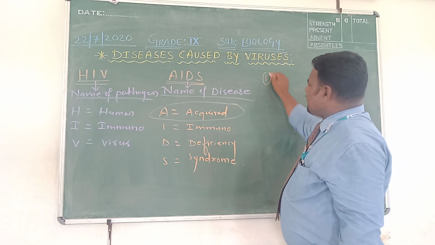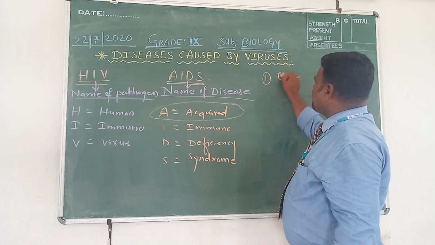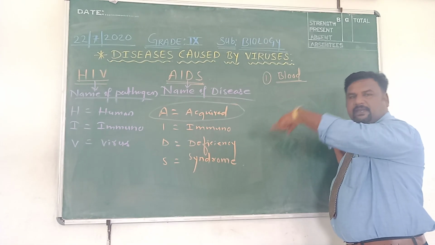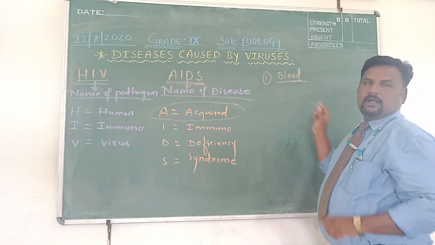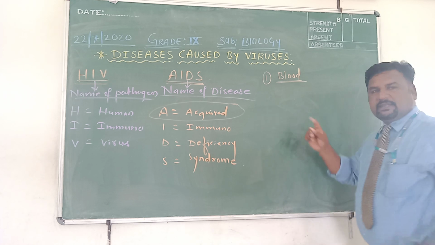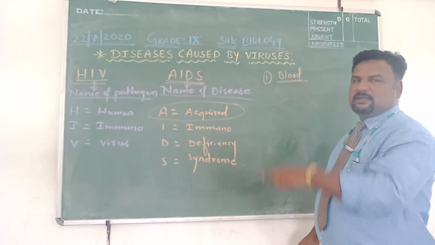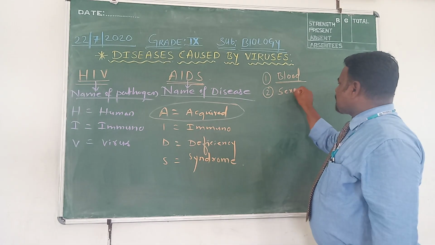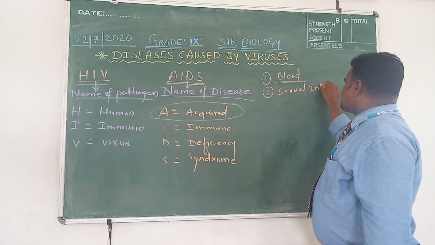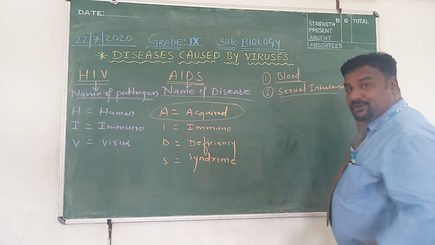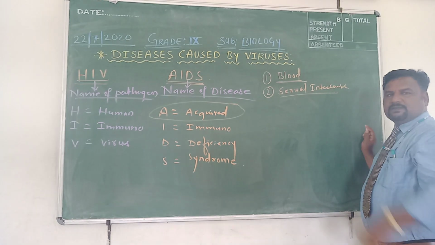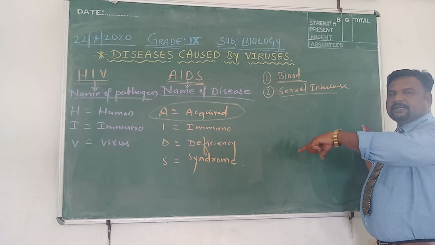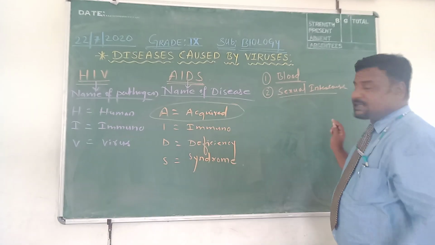How is it acquired? Number one, transfusion of blood from an infected person. If the person is already HIV infected, HIV positive, having AIDS, and the blood of such a person is given to a normal healthy person, the disease AIDS can be transmitted. Second, sexual intercourse with an HIV infected person who has AIDS. Having sexual contact with such an infected person can also transmit the disease.